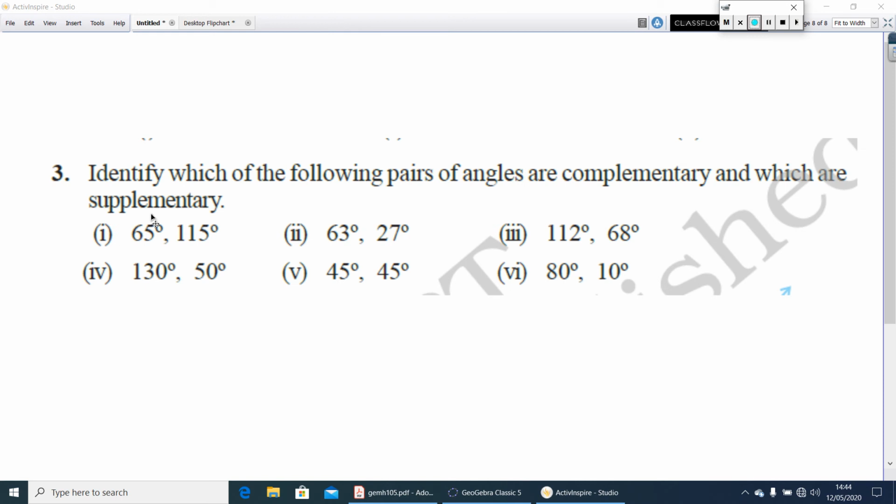Here is the third question. Identify which of the following pairs of angles are complementary and which are supplementary. You add these two angles. If you are getting 90 degree as answer, you can say it is complementary, and if you are getting 180 degree as answer, you can write it as supplementary angles.